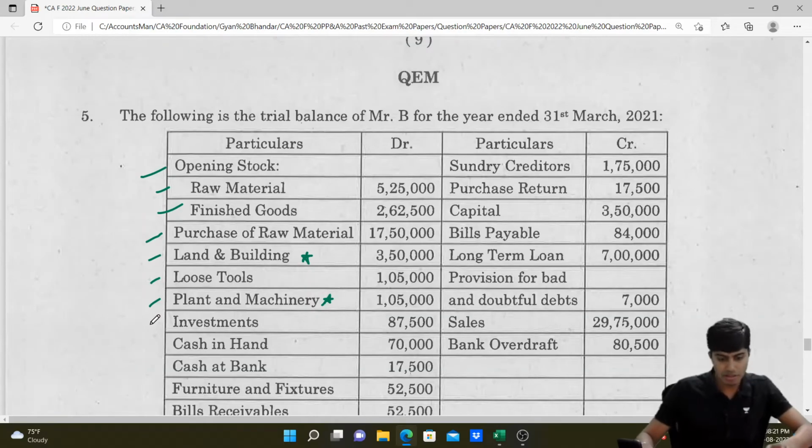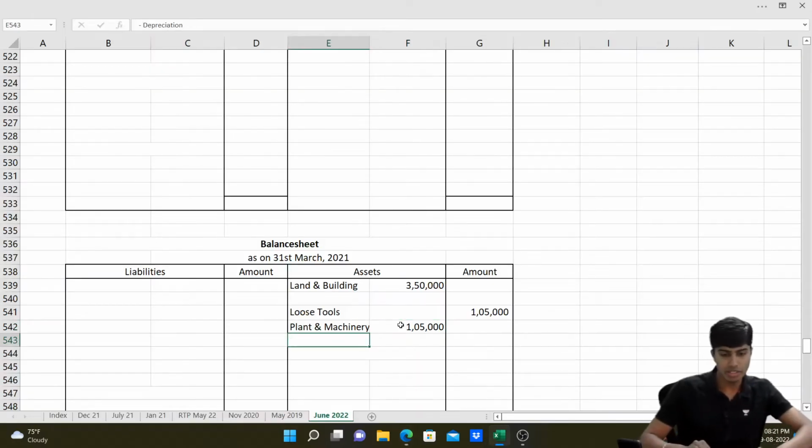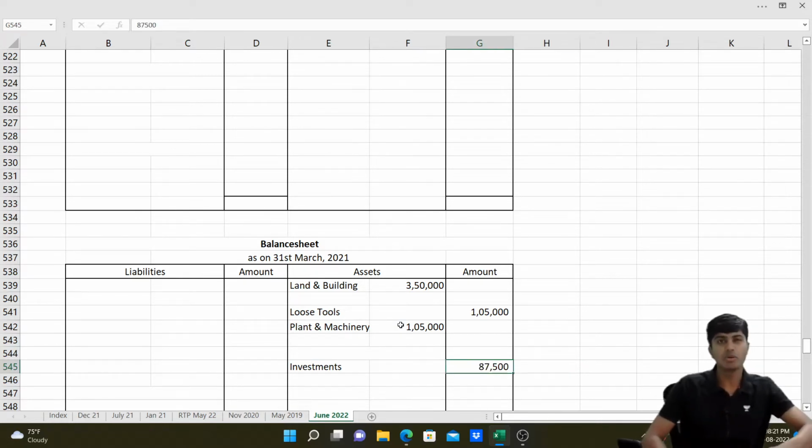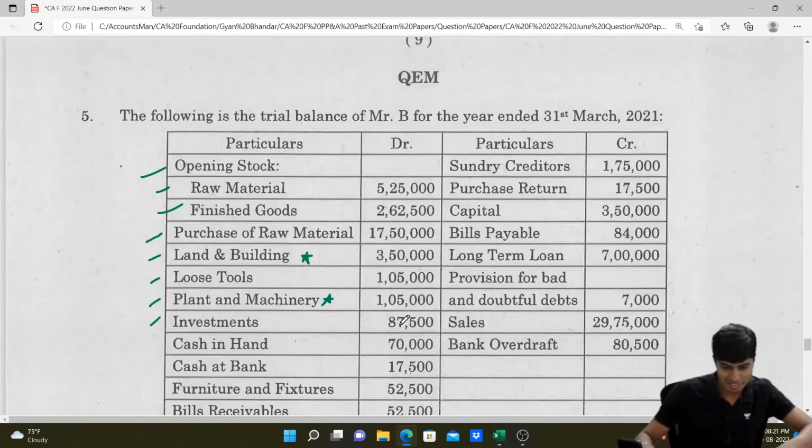Then we have investments of 87,500. This will again come in our balance sheet as an asset. I'll write them straight in the outer column 87,500 because there are no adjustments. Done. Then we have cash in hand and cash at bank, 70,000 and 17,500.